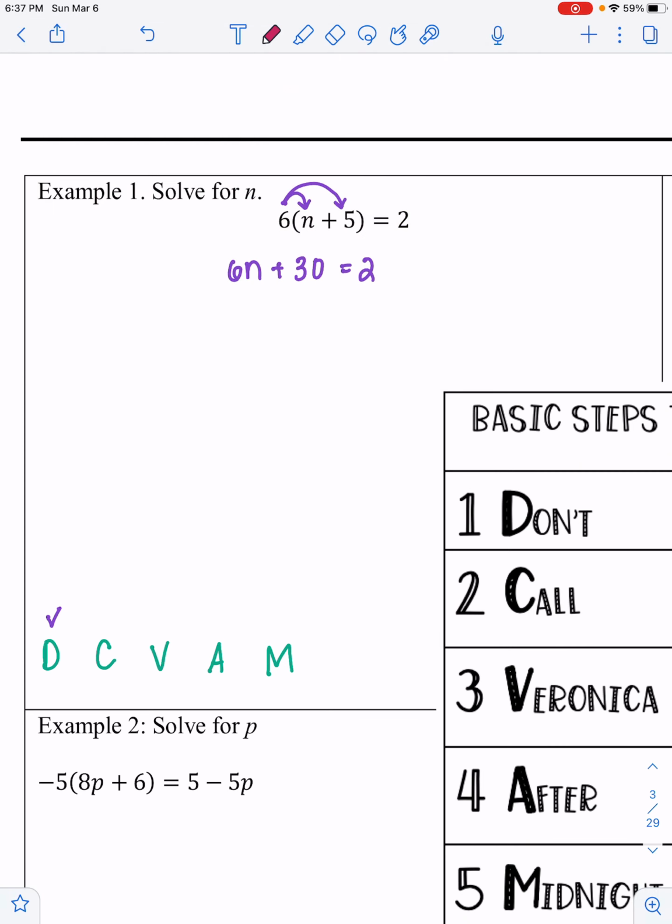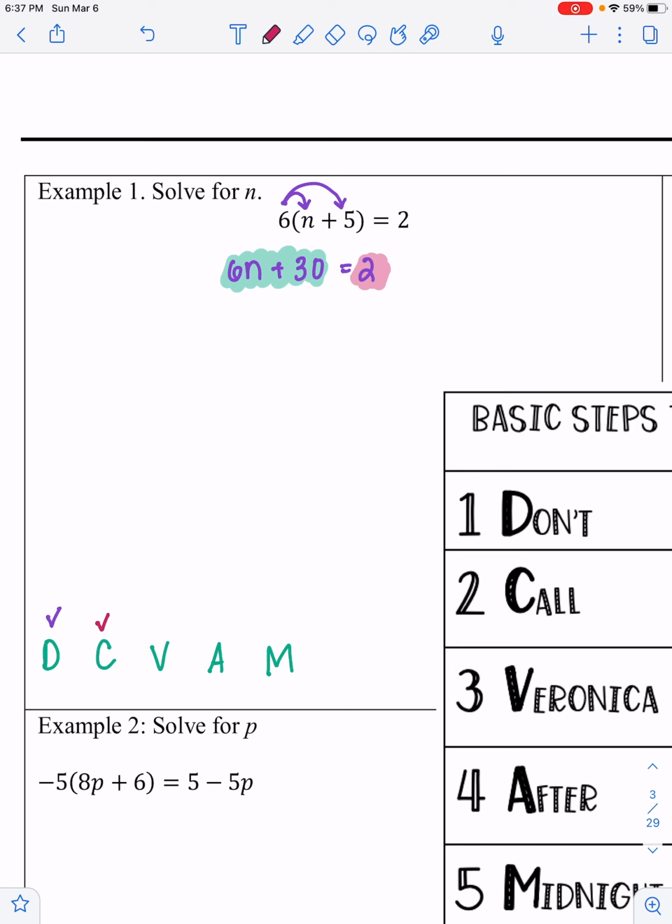Second step is always combine like terms. So C stands for combine like terms after we distribute. Like terms can be on either side of our equal sign. So right now I have, let's say, 6n and 30. Those are not like terms. We can't combine them. And then we have 2. There's nothing to combine. So actually we don't need to combine like terms. We're done.